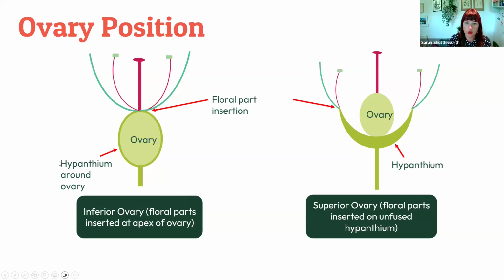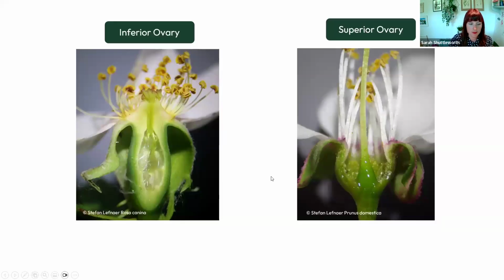And hopefully we've got some images to show you. So you can see on this dog rose here that we've got that hypanthium nicely forming around the ovary and the floral parts all inserted at the very top. So we've got an inferior ovary here.